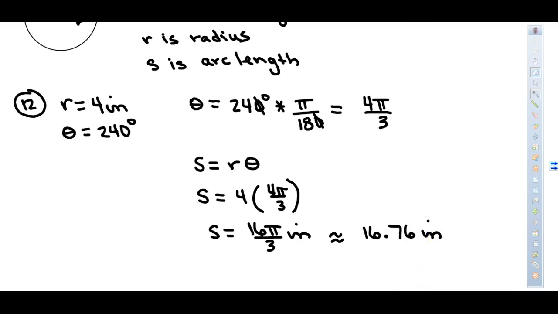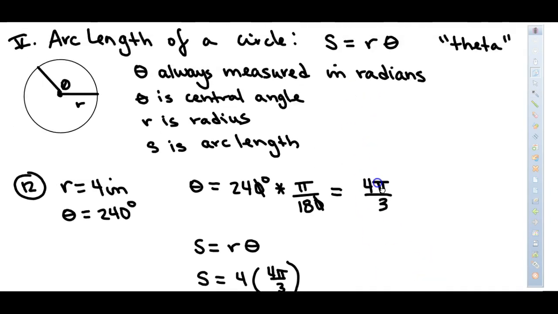And arc length simply means that that is the distance around that circle. So arc length means that I went 16.76 inches all the way around. In other words, it's the circumference of your circle. It's what you would get if you were to take that circle, cut it apart, and stretch it out into a line.